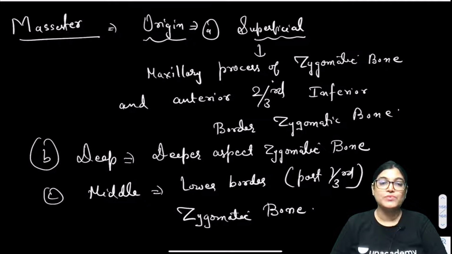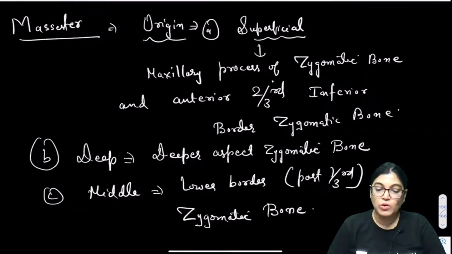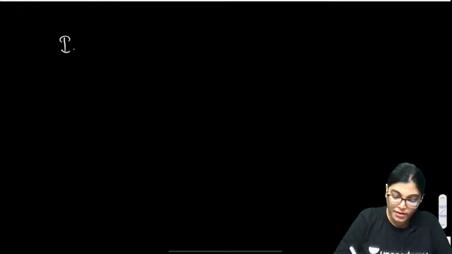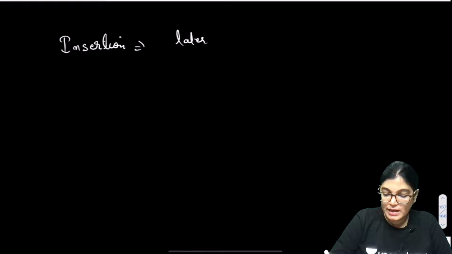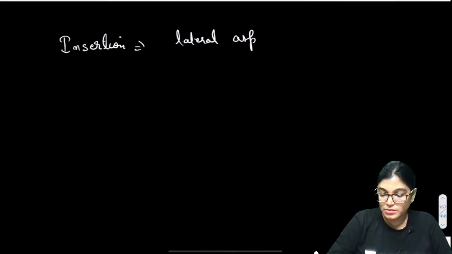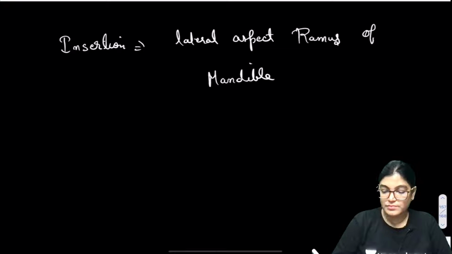Thereafter, all these fibers intermingle and then insert collectively on the ramus of the mandible, on the lateral or outer aspect. So, insertion: lateral aspect of ramus of mandible. Got it?